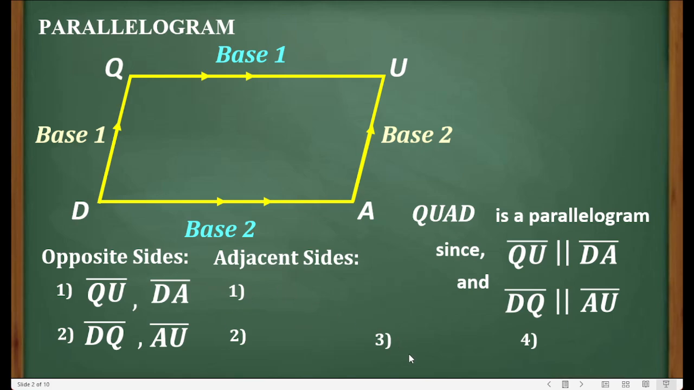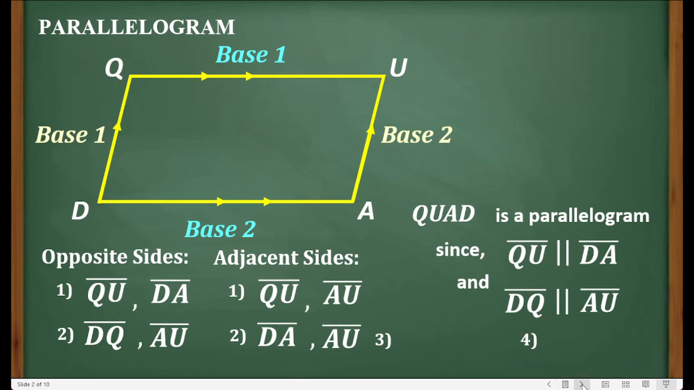Now what about the adjacent sides or the consecutive sides? So we have segment QU and segment AU. Now it's obvious that these two sides are adjacent because they have a common endpoint or common vertex, and that is point U. Likewise, for the second pair of adjacent sides, we have segment DA and segment AU. So obviously, their common endpoint is at point A.